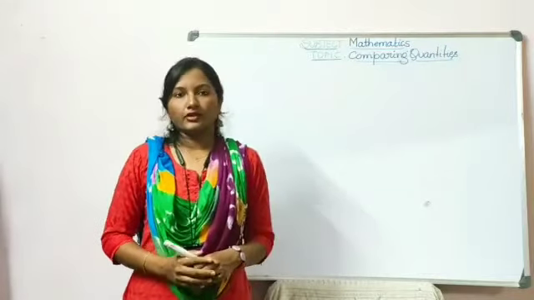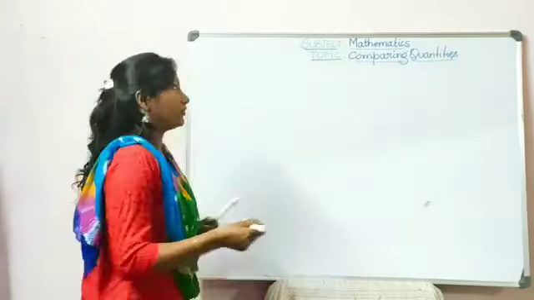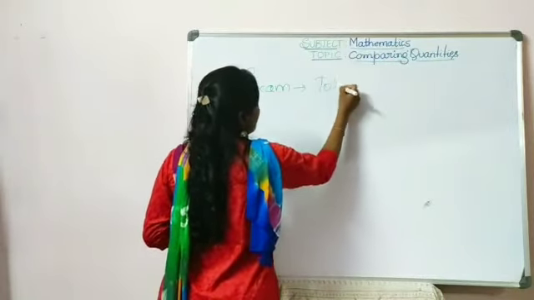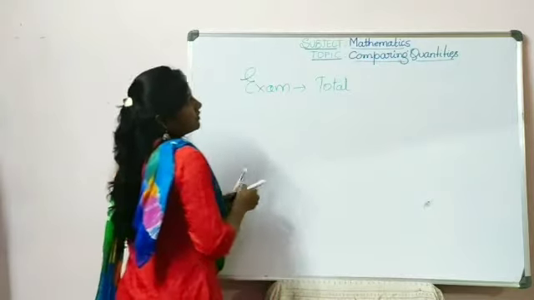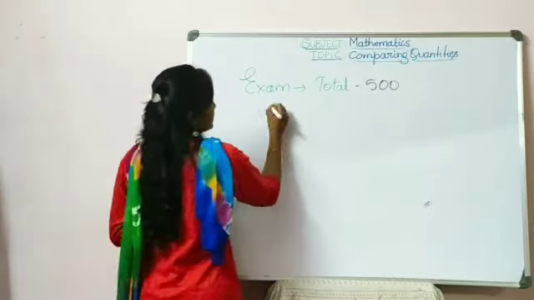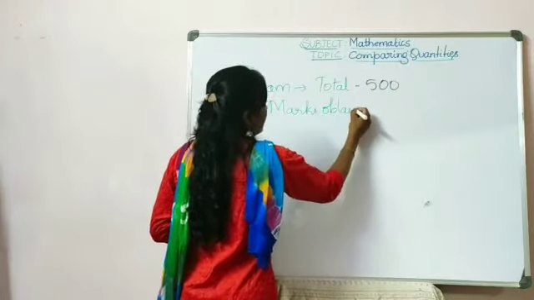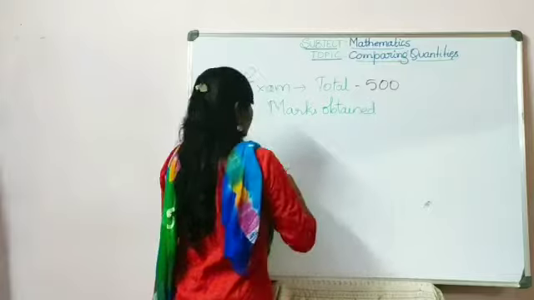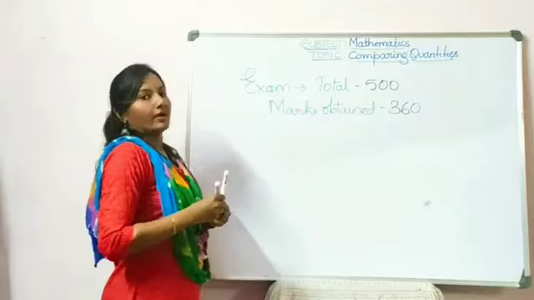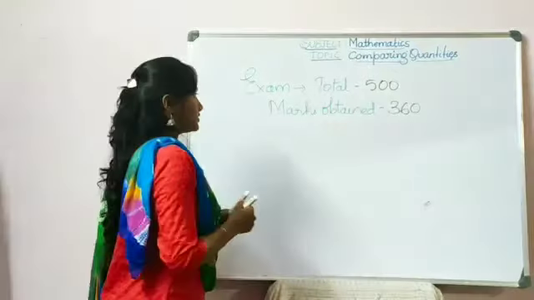All of you are familiar with finding out the result for your examination in percentage. So I will take the example of your exam. I say there was an exam conducted for the total marks of 500, and there is a student who has obtained the marks of say 360. So I have to find out the percentage for 360 out of 500.